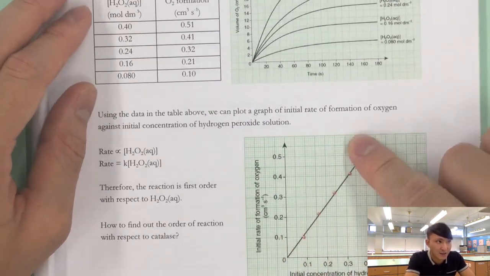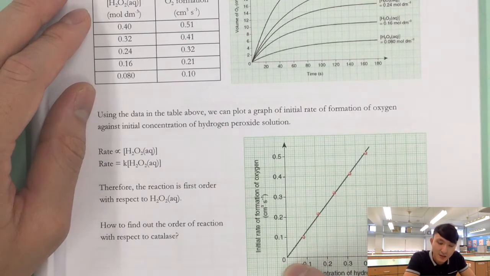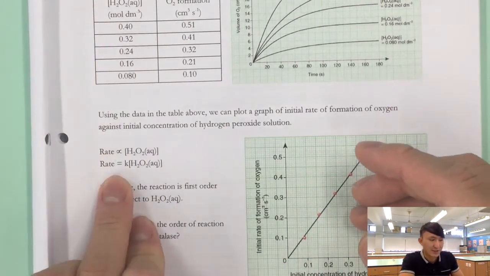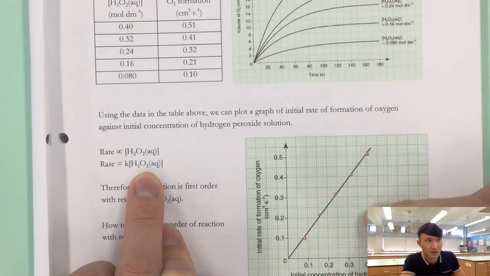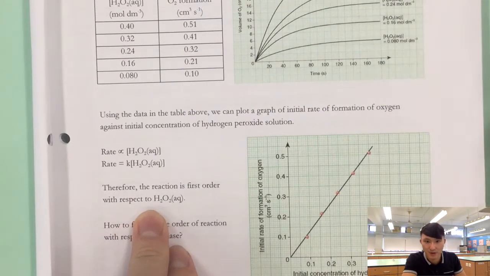Okay? And you notice that this rate concentration graph is a straight line passing through origin. So you can tell the rate is directly proportional to the concentration of hydrogen peroxide. Therefore, we can conclude that it is first order with respect to hydrogen peroxide.